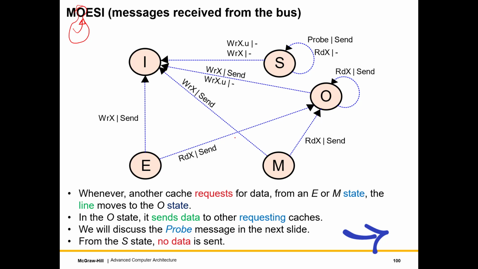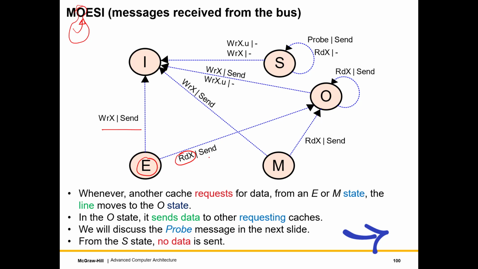So whenever another cache requests data from an E or M state, of course this part remains the same, but from an E or M state, whenever another cache requests data, previously what used to happen? Well, there was a transition to the shared state, right? So let us look at the read miss messages from the E or M state. Previously, they used to go to the S state, but now we don't do that.